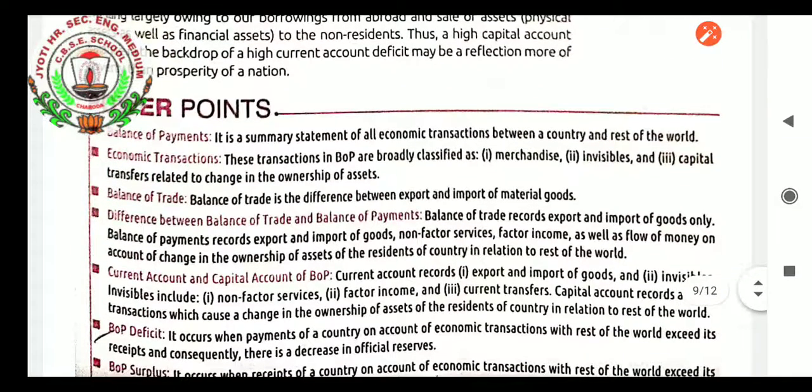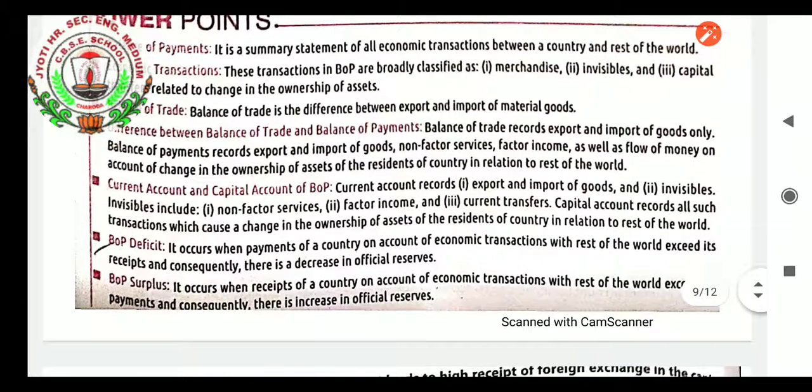Let us see what all things we have learnt in this chapter. We have learned balance of payment meaning, economic transactions, then balance of trade, then the difference between balance of trade and balance of payment, then the difference between current account and capital account of balance of payment, and lastly how balance of payment deficit and balance of payment surplus come about. And we have also learned balance of payment equilibrium and disequilibrium, which arises because of BOP deficit and BOP surplus, and autonomous and accommodating items.